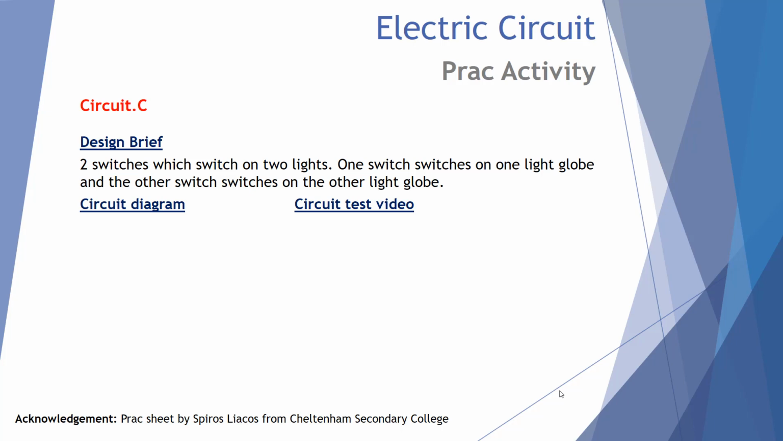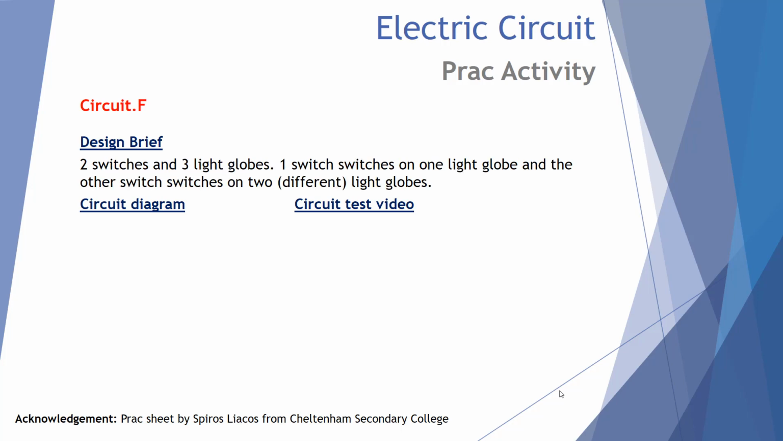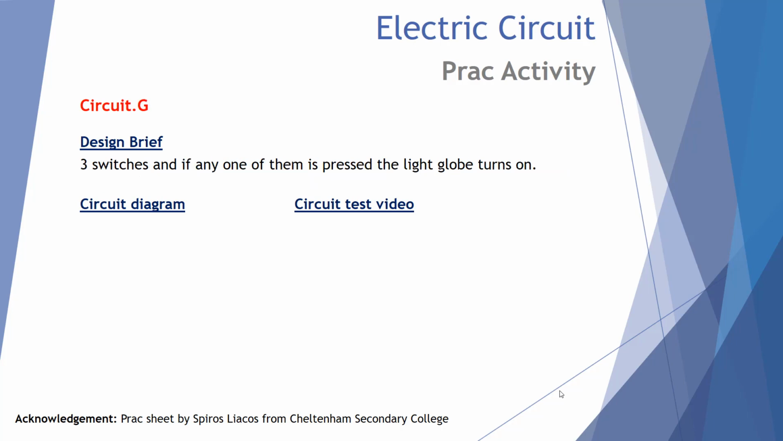Circuit C, two switches which switch on two lights. One switch switches on one light globe and the other switch switches on the other light globe. Circuit D, two switches and both need to be pressed to turn on a light. Circuit E, two lights, one stays on all the time and the other can be switched on and off. Circuit F, two switches and three light globes. One switch switches on one light globe and the other switch switches on two different light globes.